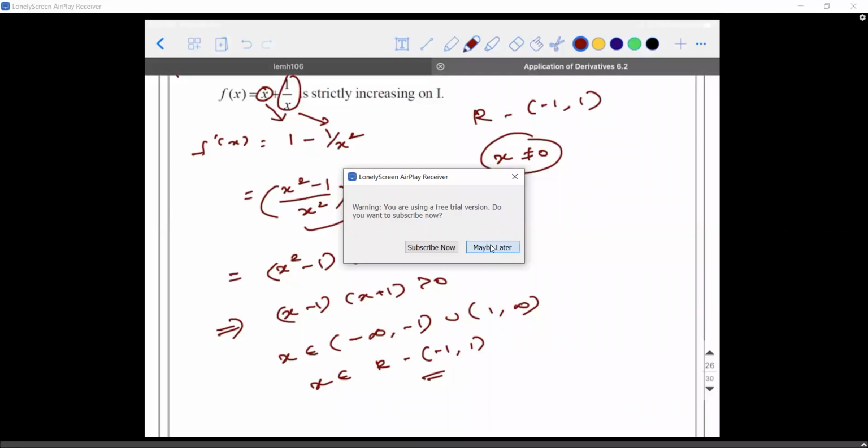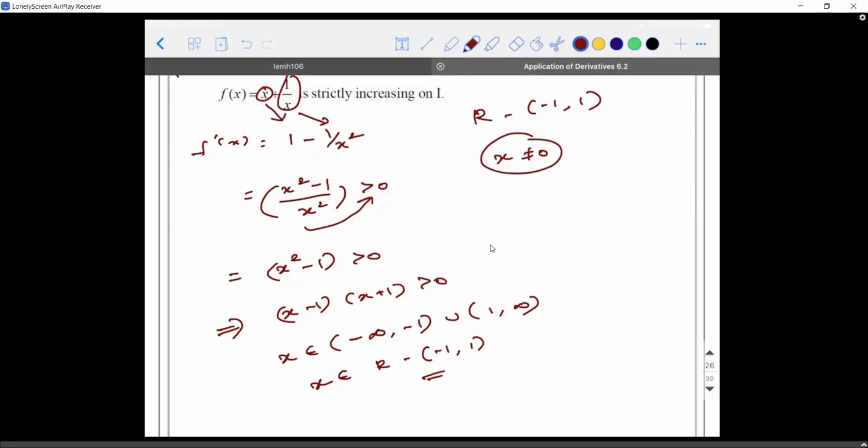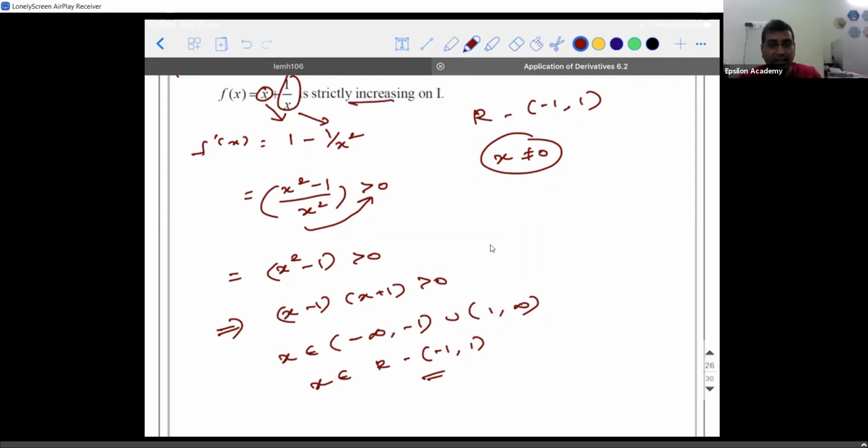Is there anyone who is facing difficulty with these kinds of problems? Please let me know. Sir, could you explain this one, please? Which step? After x square minus 1 by x square, after differentiation. See, after differentiation, they told it should be strictly increasing, right? So x square minus 1 divided by x square is greater than 0. Whenever you are solving an inequality, for example, I have a by b greater than 0, I can write it as a greater than 0 only when b is not equal to 0.